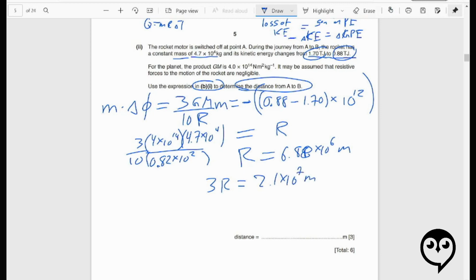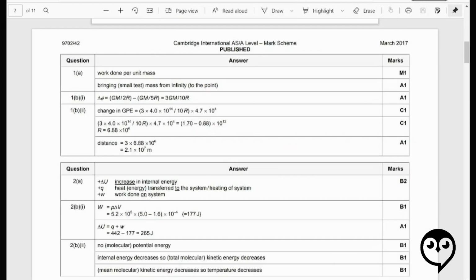All right, let's take a look at the answers. Work done per unit mass in bringing a small test mass from infinity to a certain point. That's our definition. This seems to be universal across exam boards. We've showed very simply how we got that. That's fine. The change in PE, you could have done that separately. I did it all at once. We got that as a radius, and then you need to triple it in order to get that distance. Well done.